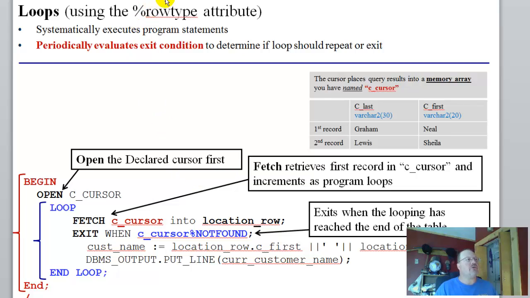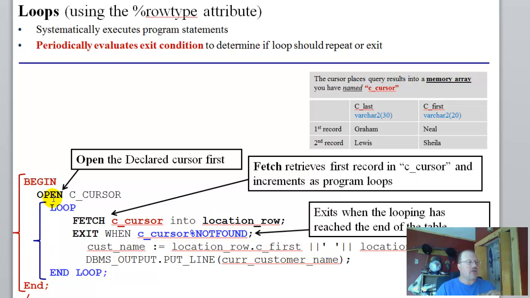Okay, so now this is in the begin block, and what we're going to start talking about is fetching information out of this array. So now this is initially using rowtype. Loops using %rowtype systematically execute the program statements. That's what this loop will do, and then it periodically evaluates an exit condition. Usually, if there's no data left within the cursor, it'll go ahead and bump out to the end of the program. Now this is in the begin block, and then the end of the begin block.